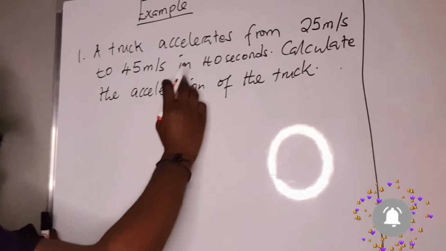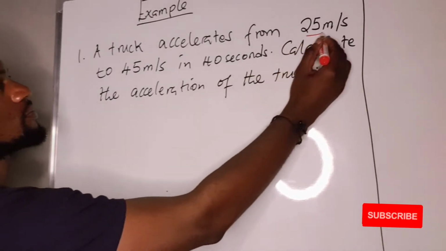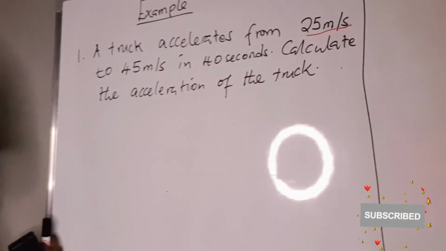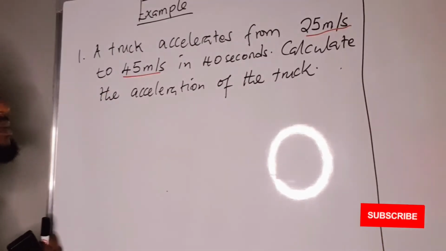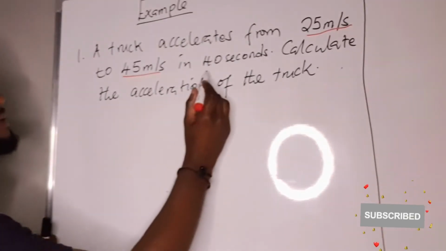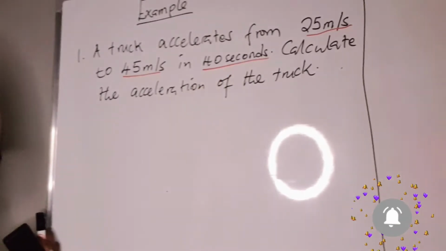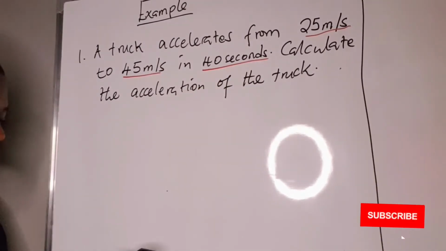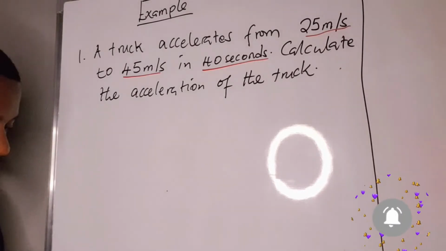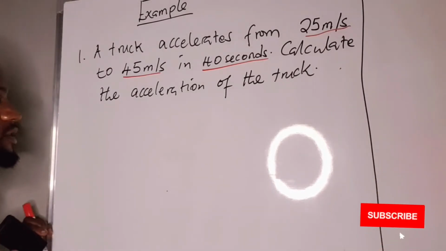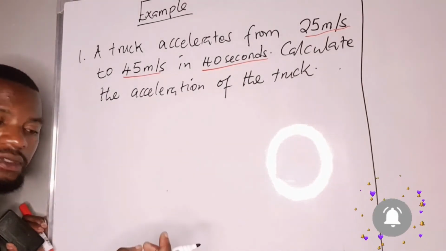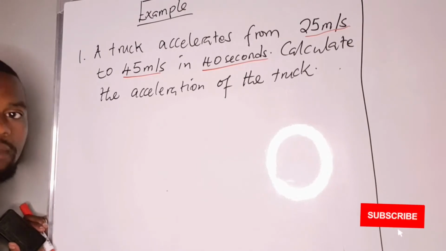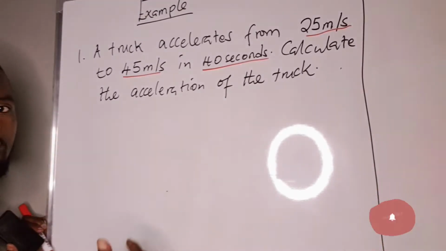Let's look at this example. A truck accelerates from 25 meters per second to 45 meters per second in 40 seconds. Calculate the acceleration of the truck. So in order to calculate acceleration, you have to know the initial velocity. You also know the final velocity and the time taken for the truck to accelerate.